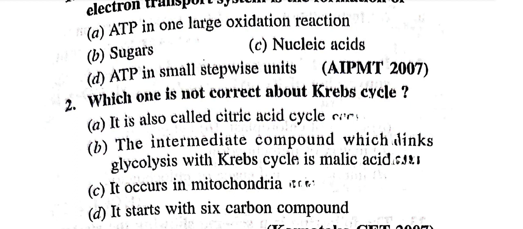And the last option, it starts with a 6 carbon compound. Yes, citrate is a 6 carbon compound. So here in this question the answer is option B. It is the incorrect one. The intermediate compound which links glycolysis with Krebs cycle is not malic acid. It is acetyl coenzyme A.